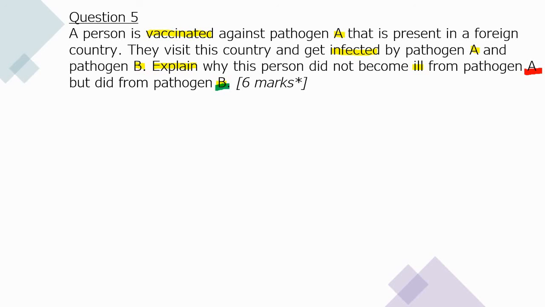However, because the person isn't vaccinated against pathogen B, when they're infected by pathogen B, their primary immune response is going to hit in rather than their secondary immune response. So this is why the person becomes ill, and this is why they experience symptoms. In order to gain the marks on this question, you need to go into detail about the different cells, so the different B cells and the different T cells.